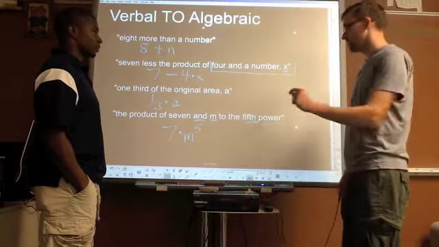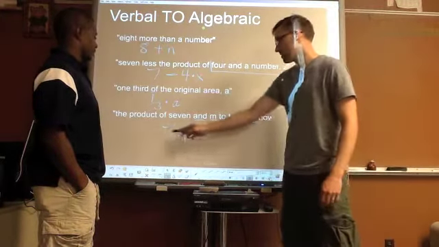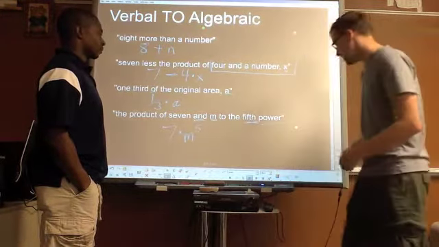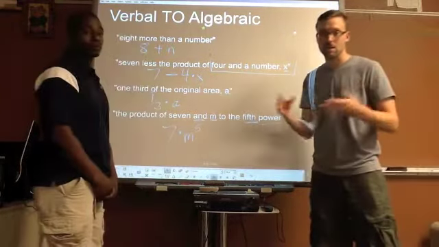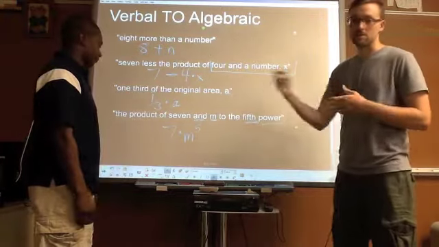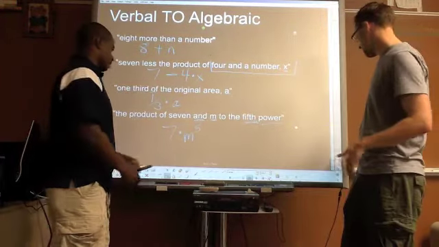7 times m to the 5th. Product of 7 and m to the 5th. Pause it, digest it. If you have a question, write that down so you can ask it in class. Mr. Starks is going to do the other way now.